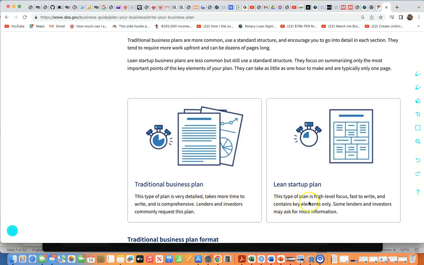Then we have a lean startup plan. We also call this a business canvas model that we'll take a look at. This is quick. It's just a one-page summary generally. It contains just the key elements of this, and so this may be something you're first asked to provide and then later provide a more detailed plan.